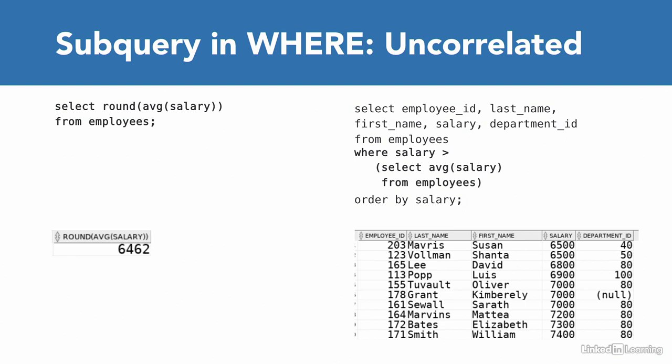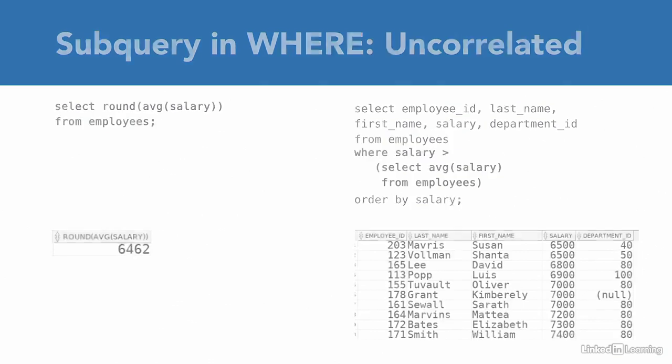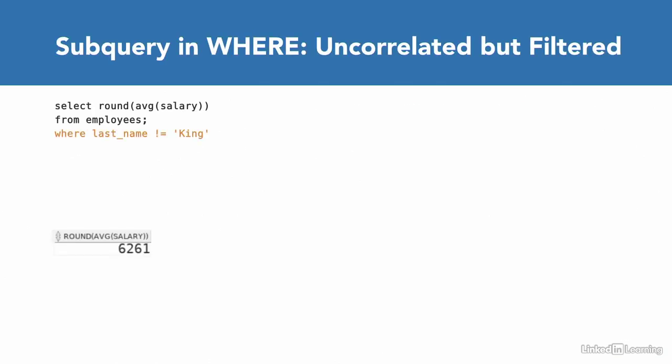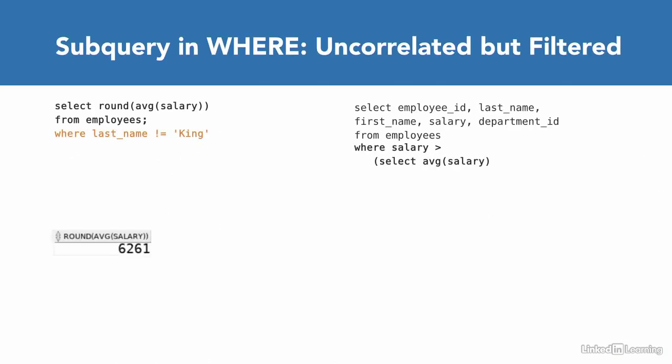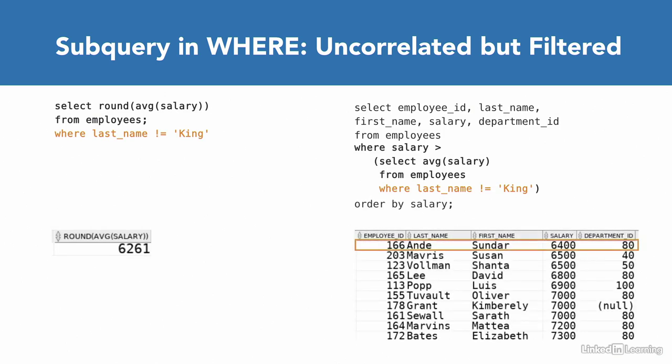Thinking about the subquery I just ran, perhaps the results were skewed since I'm including the CEO's, King's, salary as part of the average. I changed the subquery to filter out King's salary, and when I run it, sure enough, my result set now has one more result since the calculated average salary is a bit lower without King's salary.